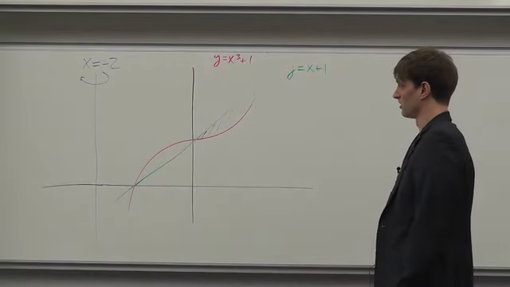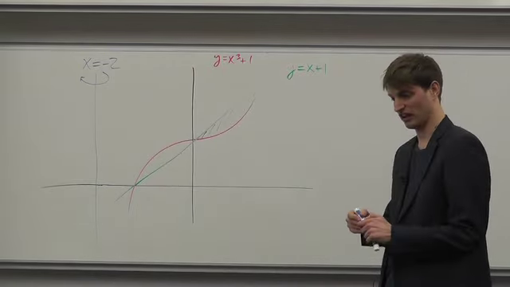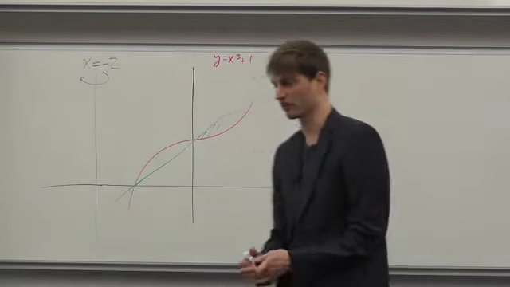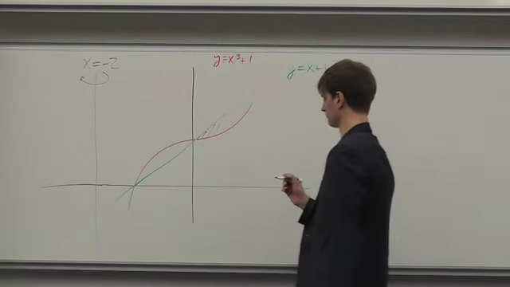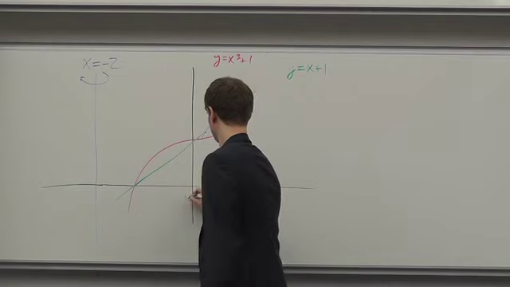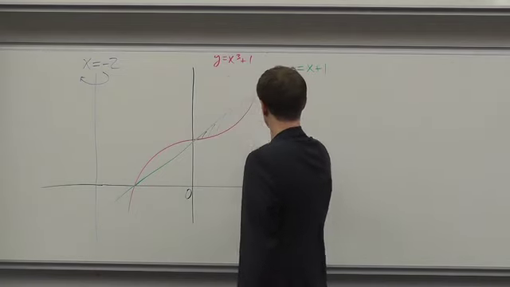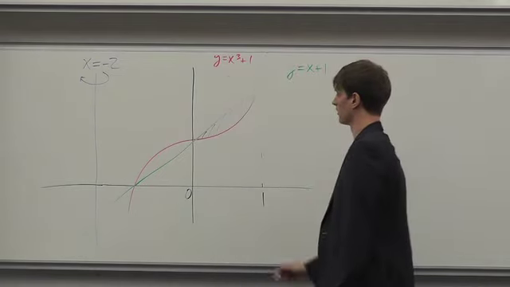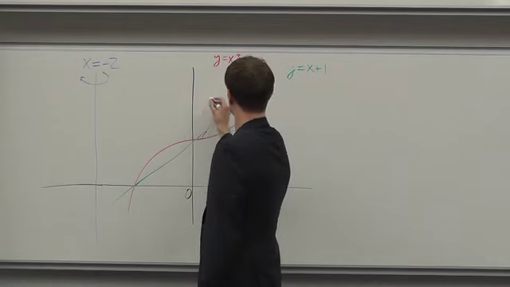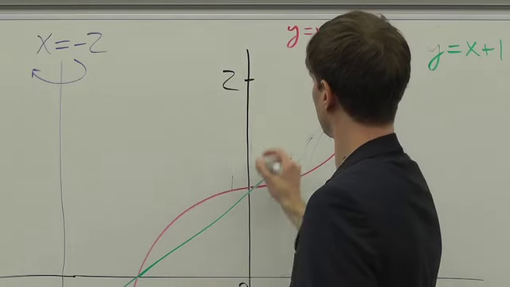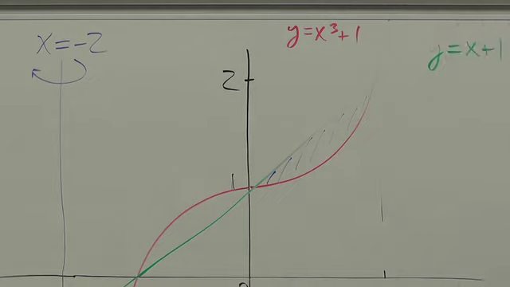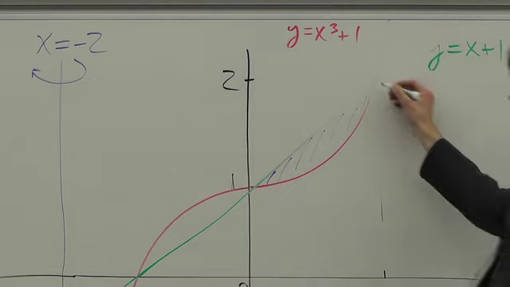Okay. So let's add a few decorations to our graph, figure out some intercepts. So this is 0, this will be 1, 1, and they intersect at 1, 2.